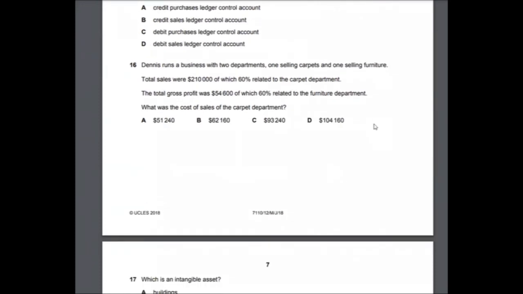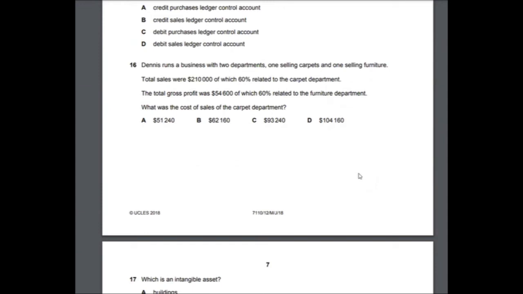Let's look at multiple choice 16. Multiple choice 16 is about calculating the cost of sales of the carpet department. Dennis runs a business with two departments, one selling carpets and one selling furniture. We have been given the breakup. Total sales $210,000.